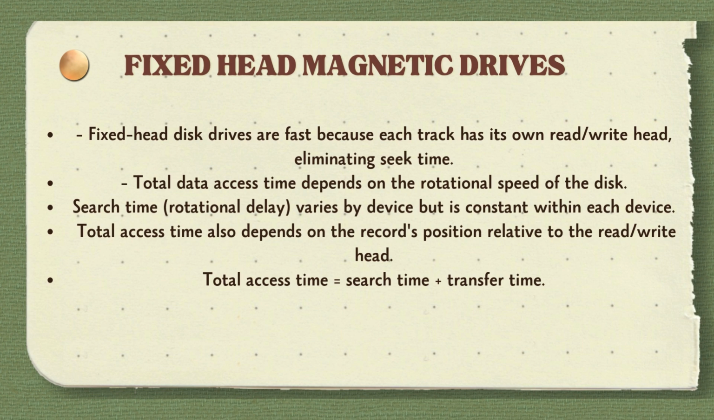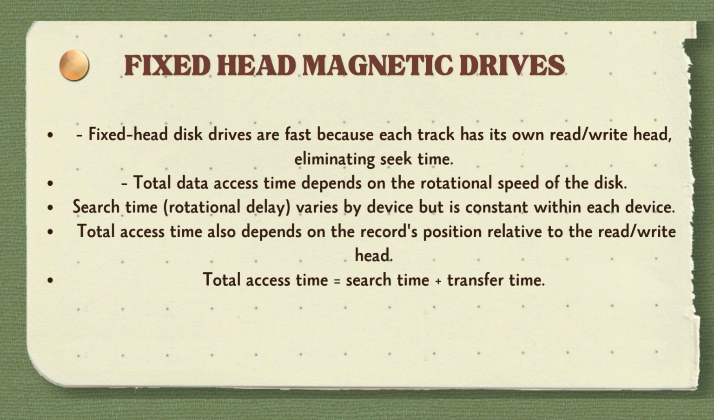Next, about the fixed head magnetic drive. Fixed-head disk drives are the fastest because each track has its own read-write head. Therefore, seek time does not play a part, and the total amount of time required to access data depends on the rotational speed, referred to as search time.